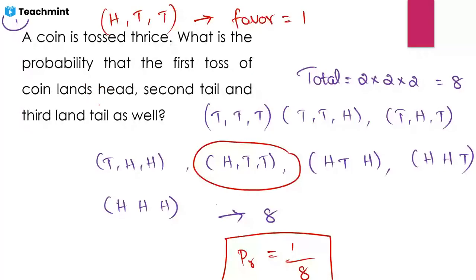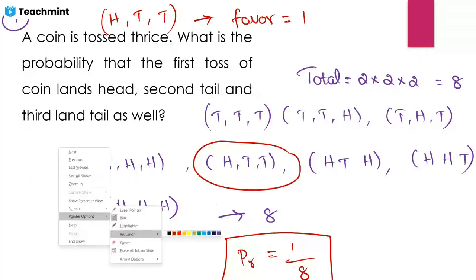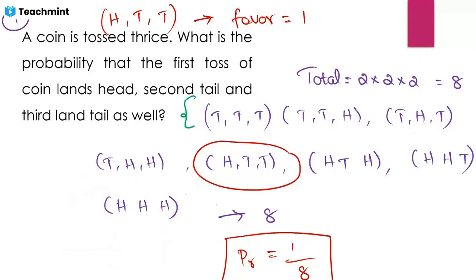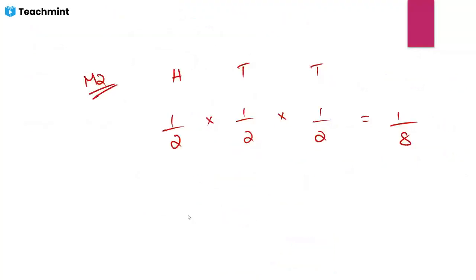This is the total 8. We list out all the 8 scenarios. Among that the favorable is only 1. So we are saying 1 out of 8. Or else you can say first one you tossed head, that's 1 out of 2 chances. Second one you tossed, 1 out of 2. Third one you tossed, 1 out of 2.